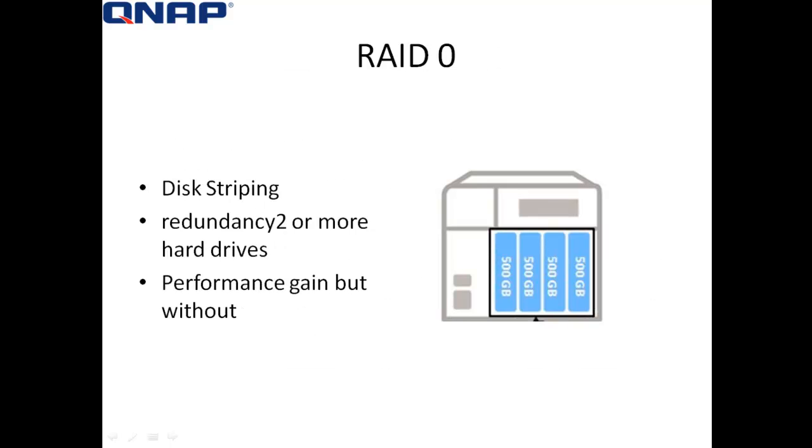RAID 0 is performance gain but without redundancy. This is also known as disk striping. For this RAID mode, you need to have at least 2 hard drives. This RAID combines 2 or more hard drives into one larger volume. So if you install 4 hard drives at 500 GB each, the total capacity of the volume will be 2 TB. In this mode, any disk failure will destroy the data.